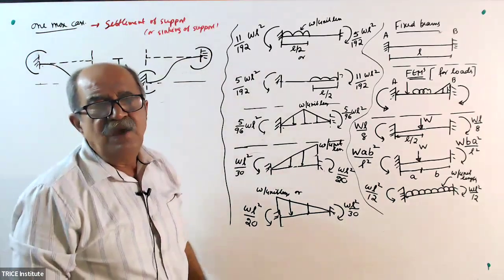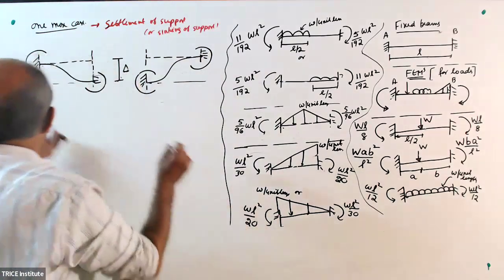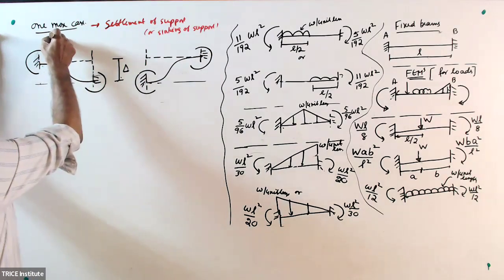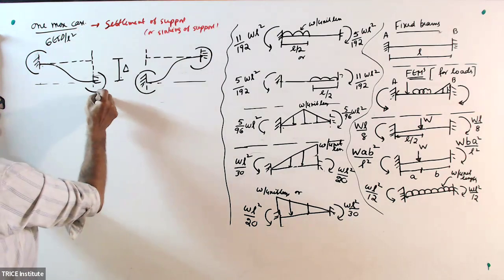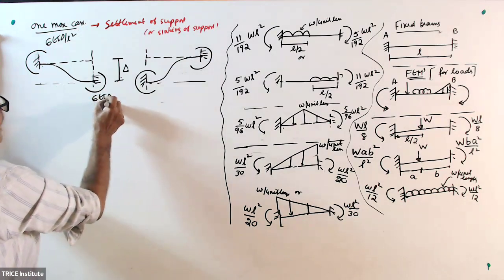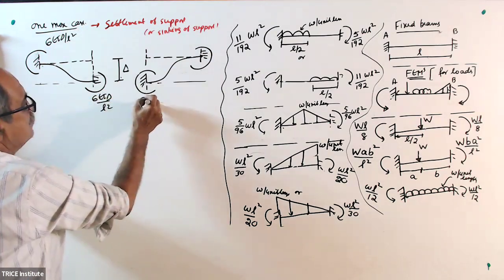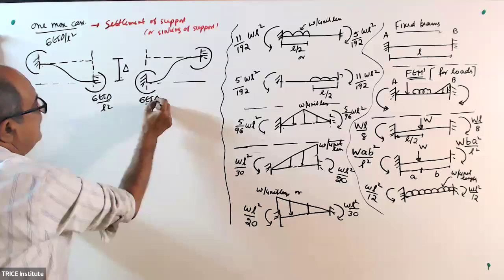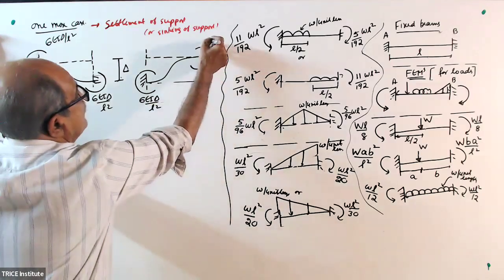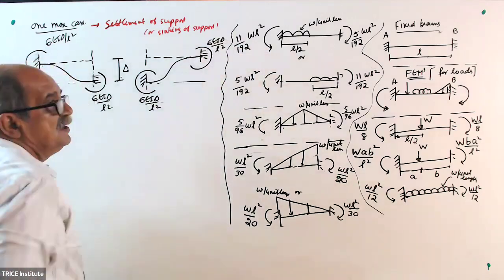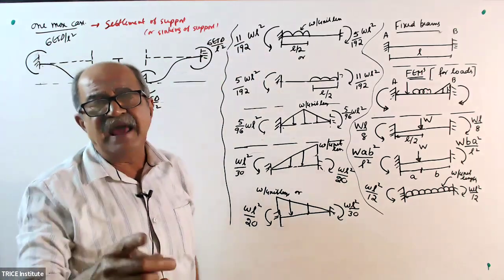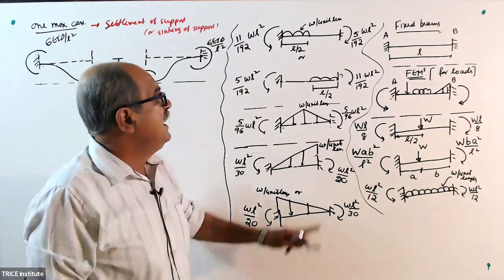You have to remember, moments are equal. Values are common: 6 EI delta by L square. This also 6 EI delta by L square. This also 6 EI delta by L square. But important is direction. You should make a note.